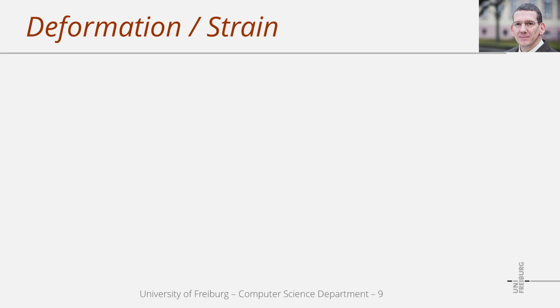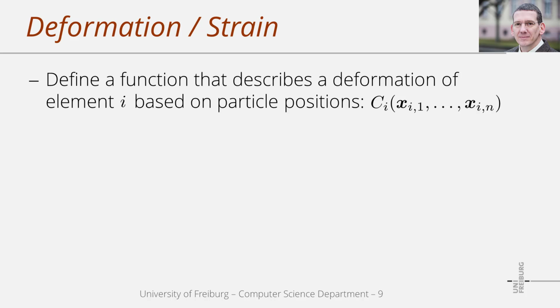Now, based on the element, we define the deformations that we would like to handle. Here in this presentation, we use scalar values C_i to quantify or to measure some sort of deformation of an element i. The respective function to compute the deformation depends on the particle positions x_i1 to x_in. So for a line segment, the deformation is computed from two particles. For a tetrahedron, we take four particle positions to compute the deformation or strain.